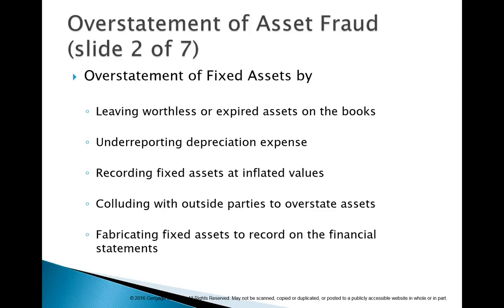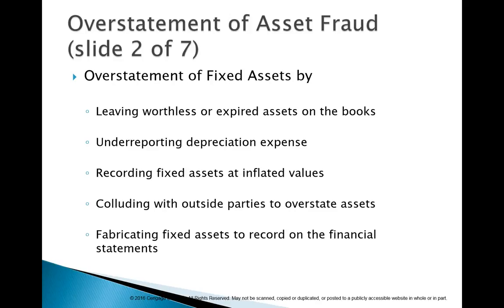So colluding with outside parties to overstate assets, that happens on occasion, and it's usually with related parties. So we'll spend some time talking about some related party transactions where people were able to overstate their assets through related party transactions. And oftentimes they're able to overstate their revenue related to related party transactions as well.